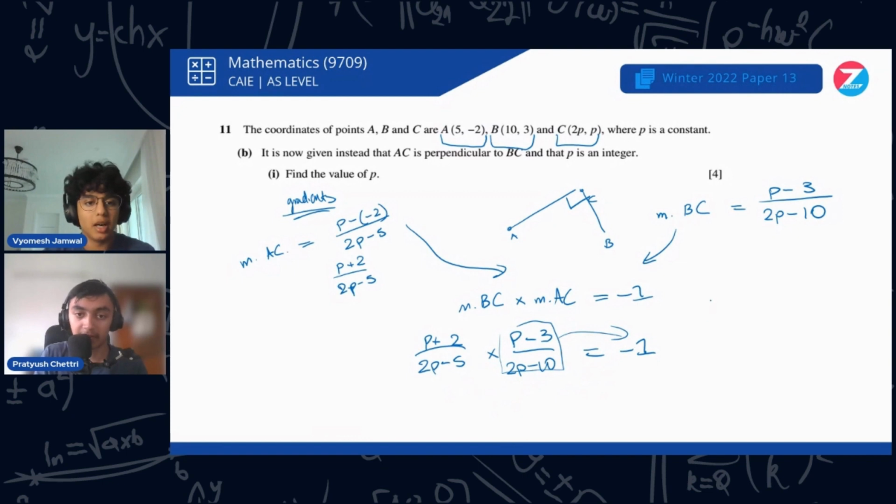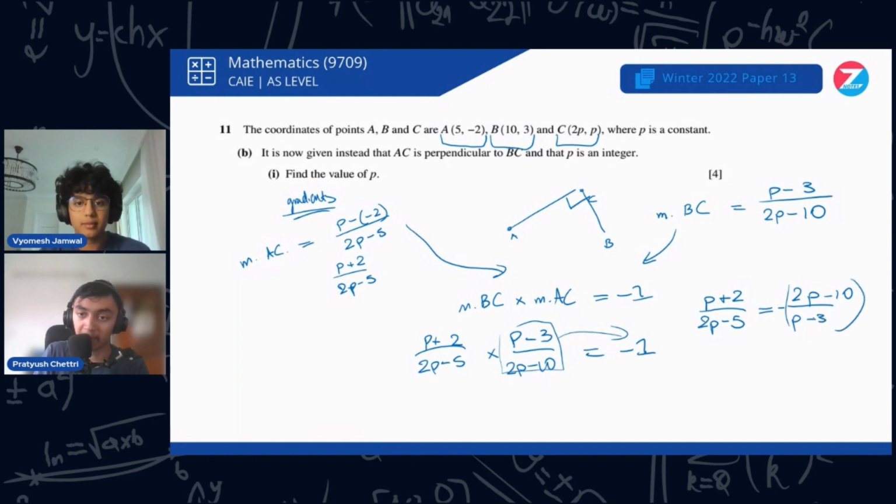So it's just going to be p plus 2 upon 2p minus 5 equals, when it goes to the other side, it's going to get flipped. And there's also going to be a change in sign, because of the negative sign in front here. So it's going to be 2p minus 10 divided by p minus 3. And remember, it's negative because of this sign here. And so now we cross multiply.